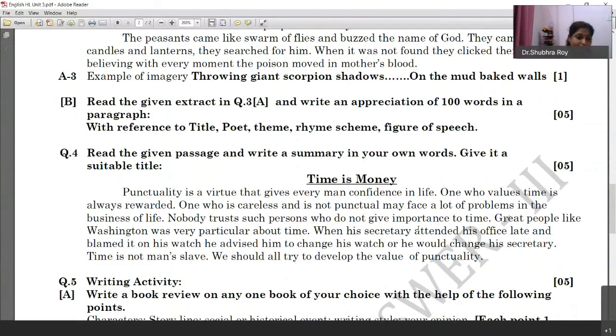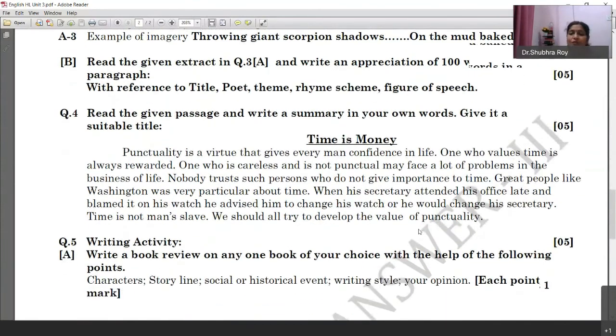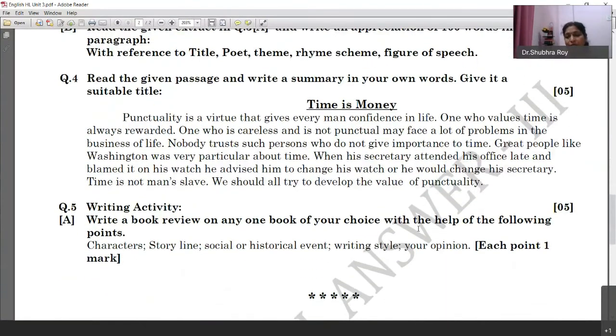There was no choice here. So probably some of you felt that this is difficult, but a book review is not at all difficult. You can go to the books and find out what kind of reviews they write. So I think I have discussed all the questions and answers in activity sheet 3.